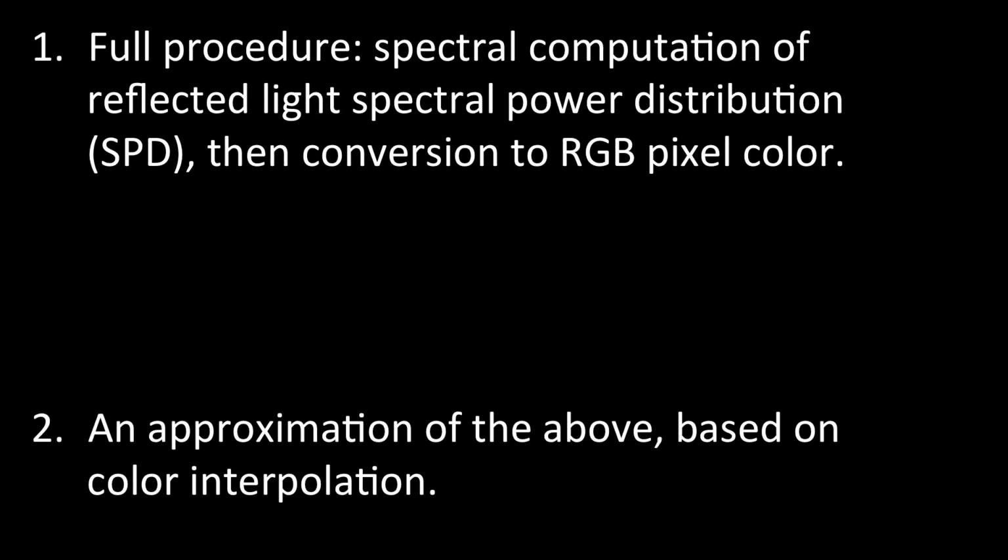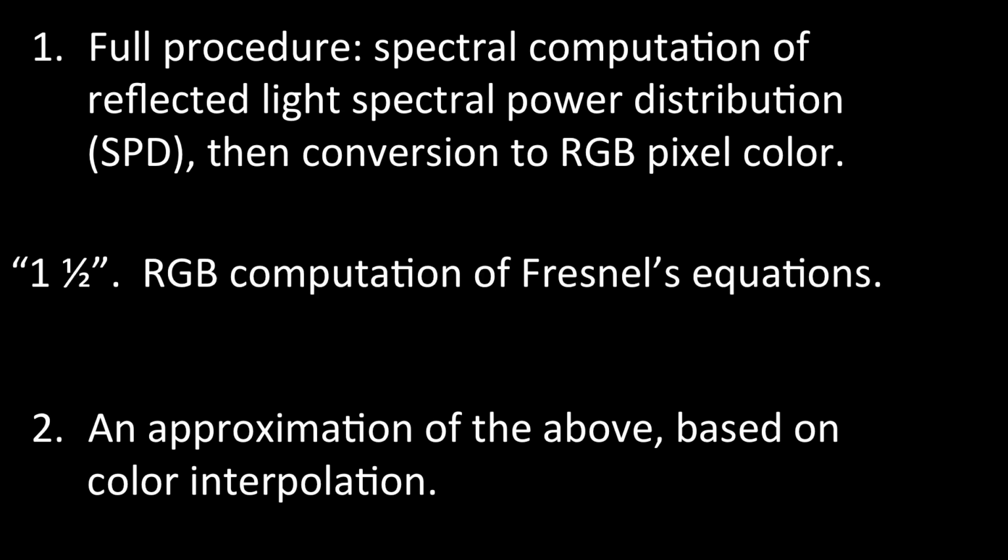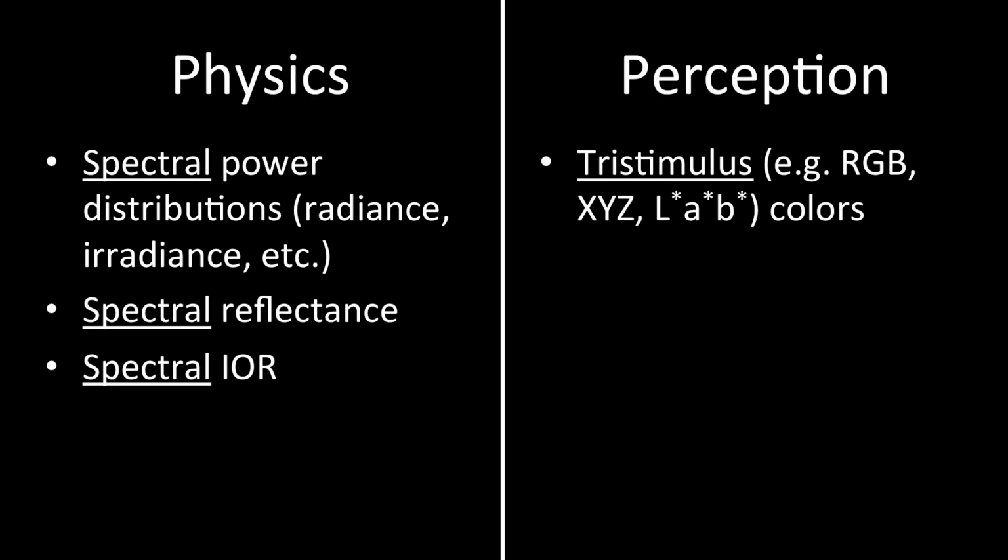It's also interesting to note which option Cook and Torrance did not include. In particular, running the Fresnel equations on RGB values directly. This was not an oversight. This option was not mentioned for very good reasons. To understand why, let's discuss the nature of RGB rendering.